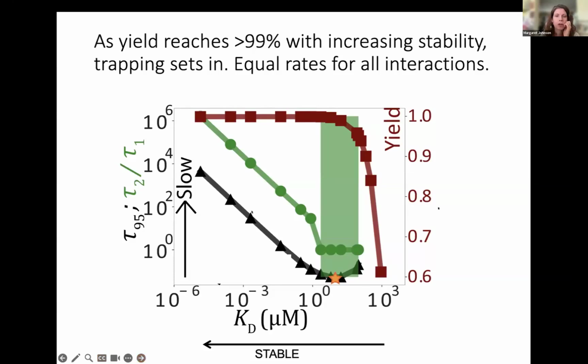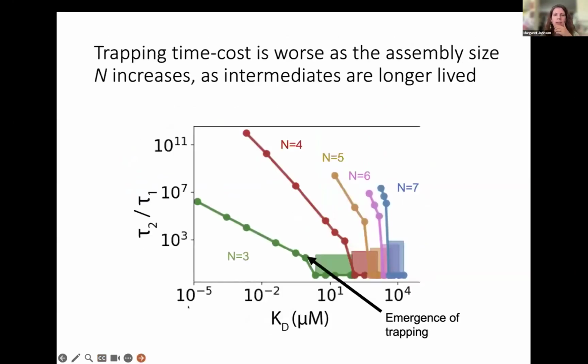And you can see they both track each other with the same scaling. Okay, and you might say, well, those timescales didn't look so terrible, but they actually get worse and worse the larger the assembly is. So this is for trimers and this is for the 7-mers. You can see that there's a much sharper growth in these trapping time costs.